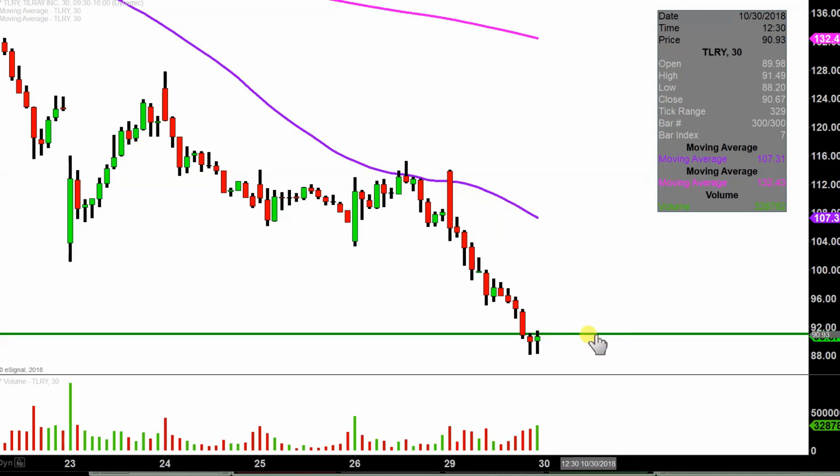Now, the first level to talk about is right down here at essentially the $90 mark, give or take. I mean, we're talking about a $100 stock here. But this comes from a previous video that I've done, and I talked about in that video this general area being an area of support. And so far, so good.